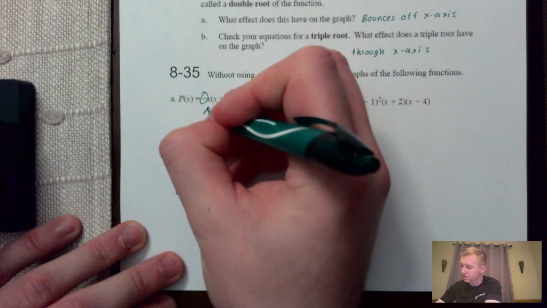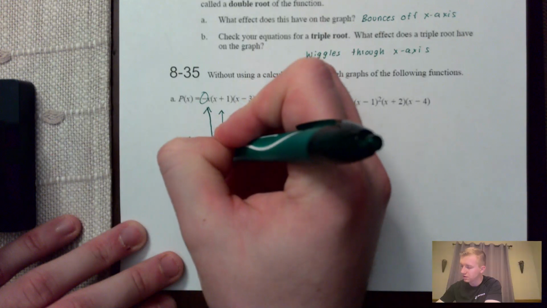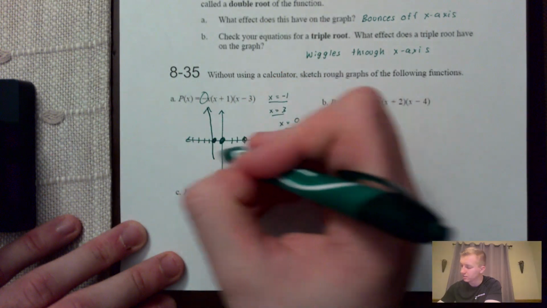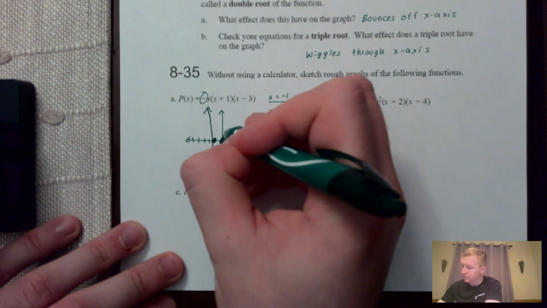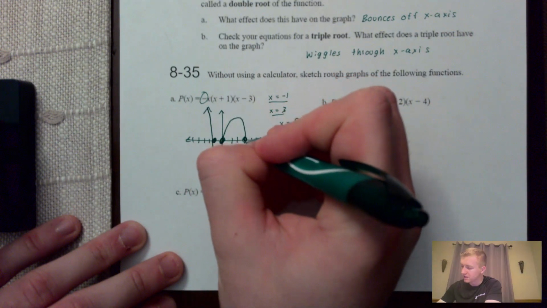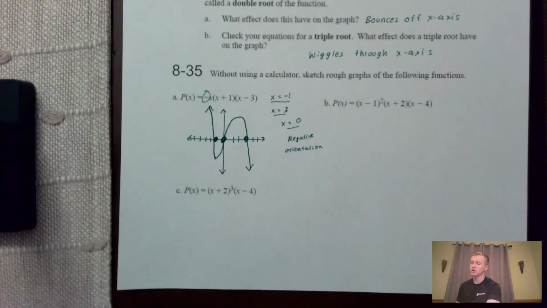So I'm going to go ahead and start. I'm going to have it go down. And again, you can make it any which way you want. You can make it look pretty. It passes through and comes back up, comes back down, and then there's your function.